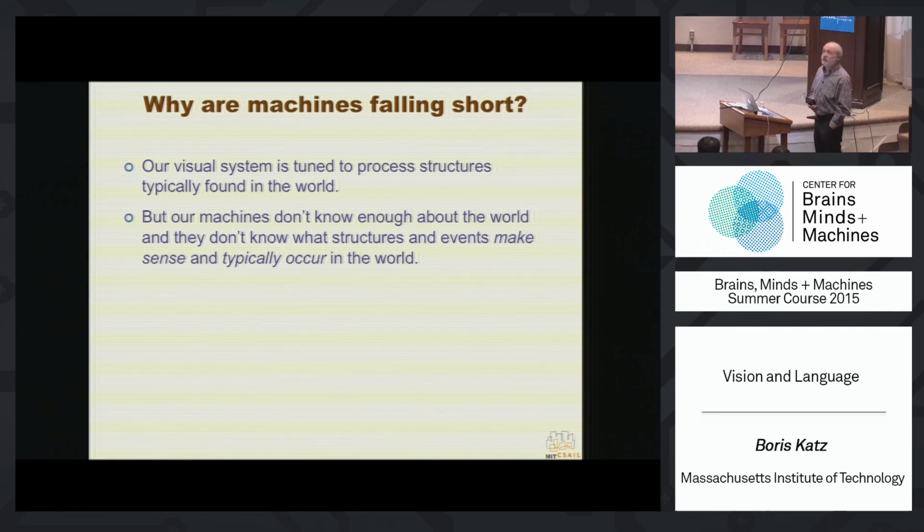So why are our machines falling short? Well, in part, our visual system is tuned to process structures typically found in the world, but our machines have no idea. They don't know enough about the world, and they don't know what structures and events make sense and typically happen in the world.